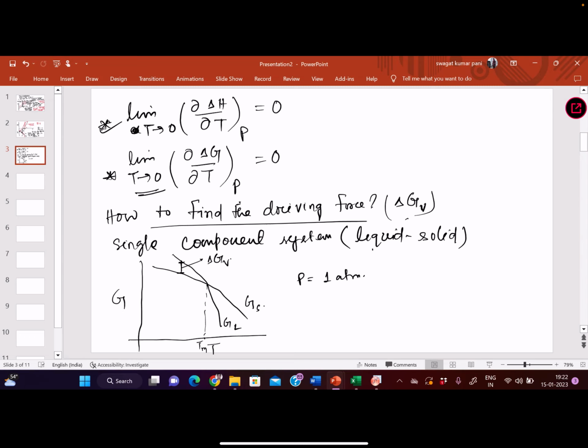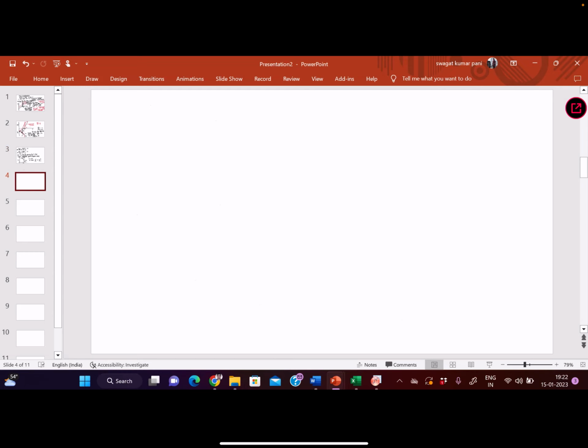So what we need to calculate this G. So we need Cp of solid and Cp of liquid. From these two values we can entirely calculate the G. So we know G equal to H minus TS. So separately we will see H and we will see S, and then combining them, we can get the G. So first let us consider the enthalpy.